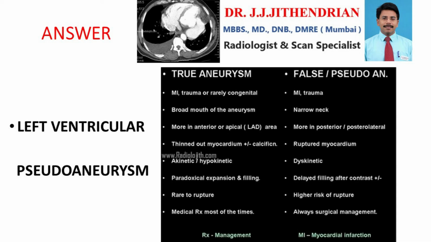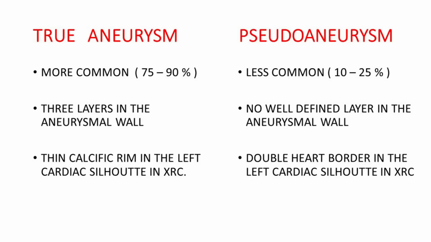Now we'll go to the final diagnosis. The final diagnosis is left ventricular false aneurysm, which is also called pseudoaneurysm. We will discuss the differences between the true and false ventricular aneurysm. True ventricular aneurysm is more common than pseudoaneurysm, almost 9:1. In any true aneurysm, there will be three layers showing intima, media and muscular layers, which could be thinned out and can be seen pathologically.